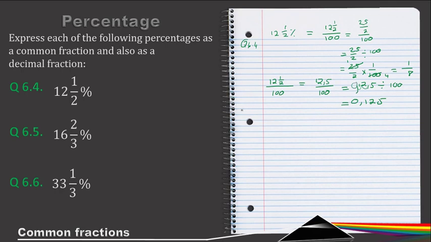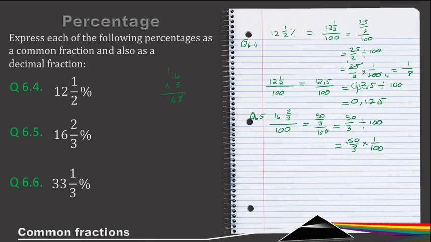Okay, then for question 6.5, I've got 16 and 2 over 3, and I'm going to immediately just put it over 100 as the percentage. Converting it, we have 16 times 3, so 3 times 6 is 18, 3 plus 1 is 4, so that's 48, plus 2 is 50 over 3 over 100. So this was just converted to an improper fraction, and then we've got 50 over 3 divided by 100, and then we have 50 over 3 times 1 over 100.